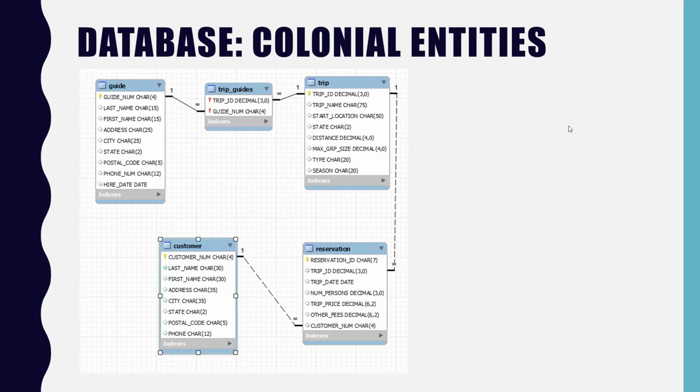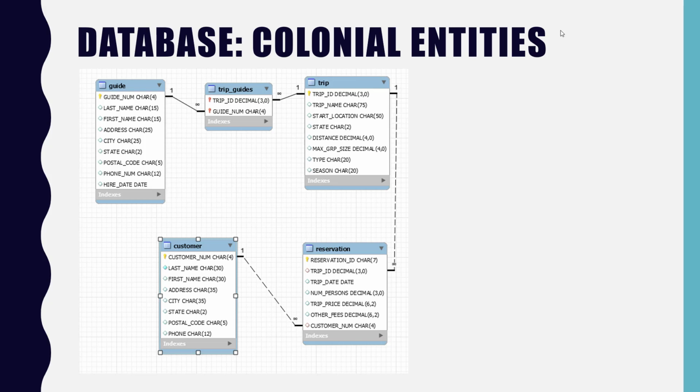So let's take a look at this. This is the same thing. How are these tables related? Well, the guide table relates to the trip guides table through the guide num, and you can see that's where the line is drawn from. And then the trip guides is related to the trip table, and you see that's where the line's from. And looking at this, where is our many-to-many relationship?